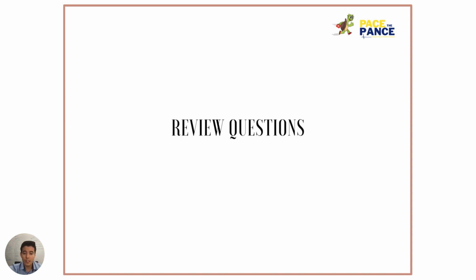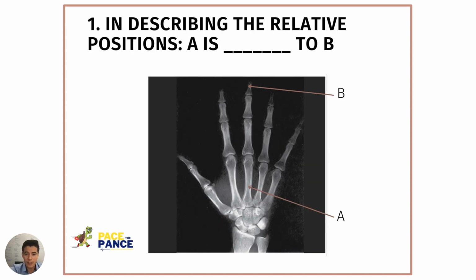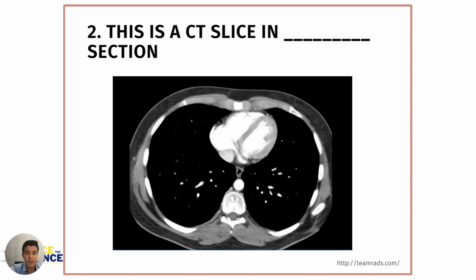Okay, so we're going to do a few review questions. So first question is located here. In describing the relative positions, A is blank relative to B. So A here shows the metacarpals, and then B shows the distal phalanx. Go ahead and think about that, and we'll go through the answer at the end. I think we have 4 or 5 questions. Number 2, this is a CT slice in which section? Do you think it's coronal, sagittal, transverse, median?